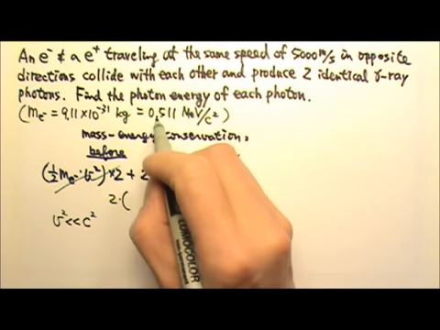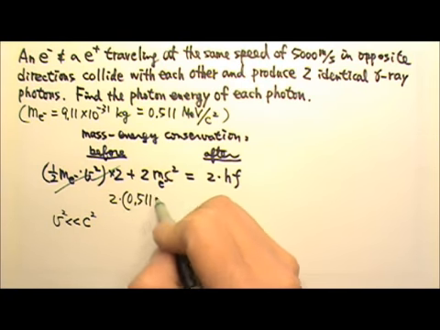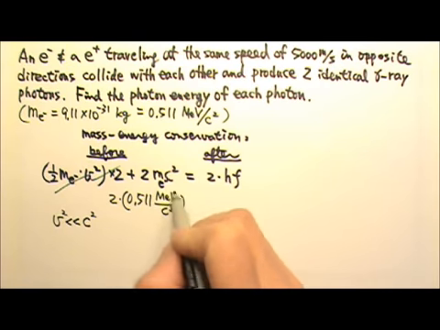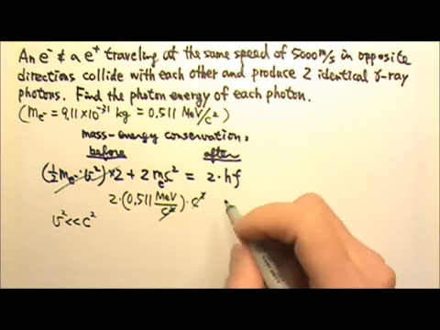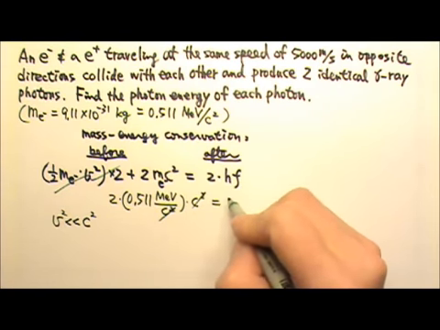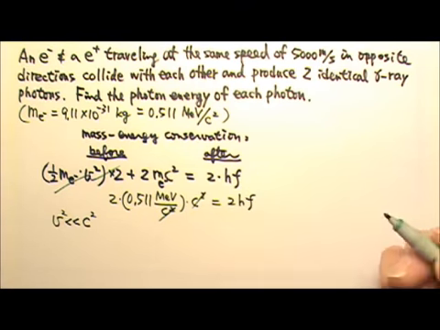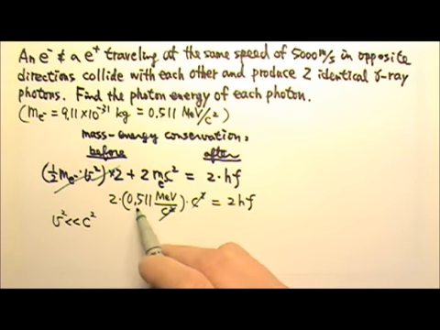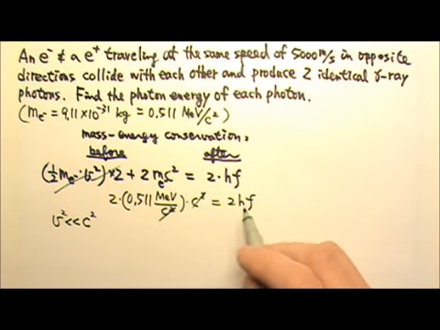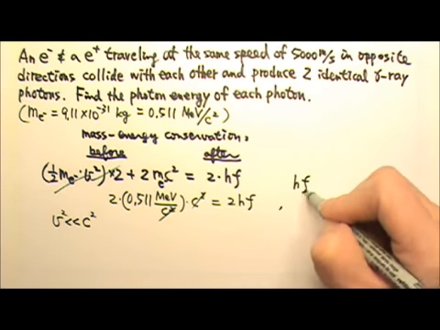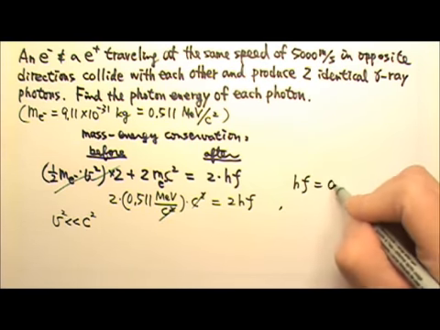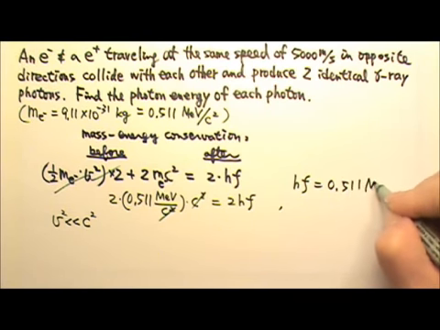The mass of the electron is 0.511 mega eV over c squared. And then I have to multiply this by the c squared, so the c squared cancel again. And this will equal twice the hf. Because this is 2 times 0.511 mega eVs, that equals twice the hf. That means the energy of one photon, hf, would equal 0.511 mega eVs. So that's the answer.